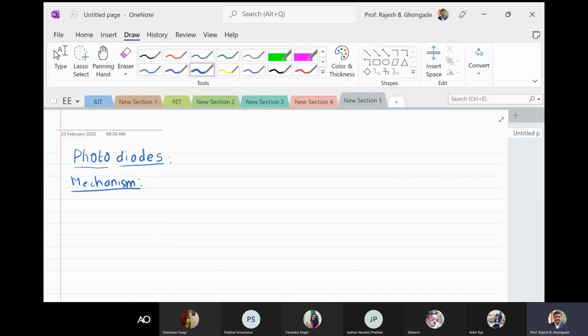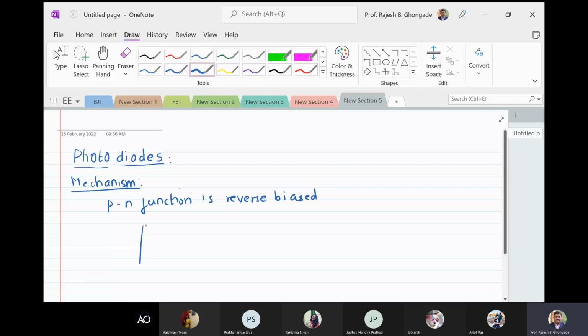Okay. So when we have a PN junction, so when the PN junction is reverse biased, you already know what happens when it is reverse biased. So what we have is the depletion region. This is P, this is N, and if I want to reverse bias it, it will be something like this.